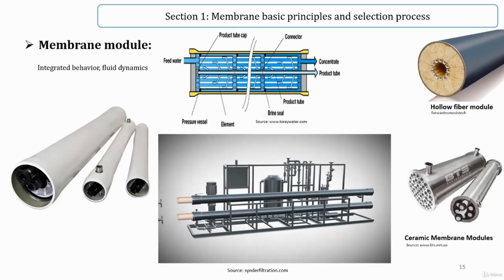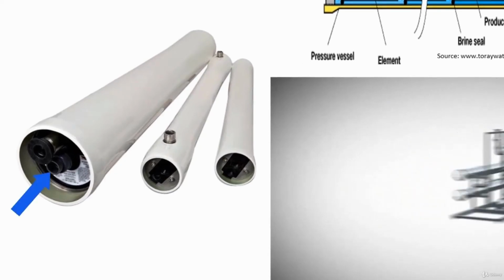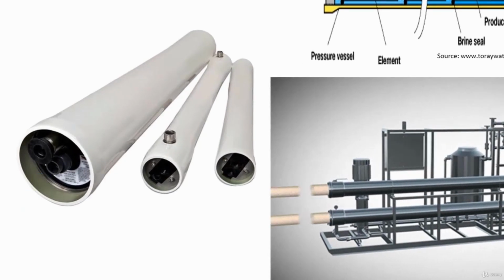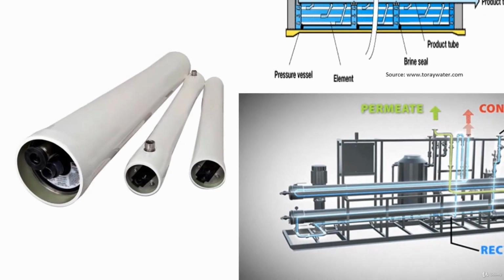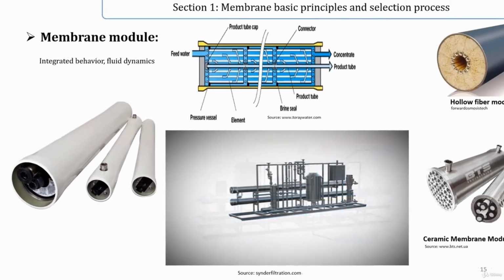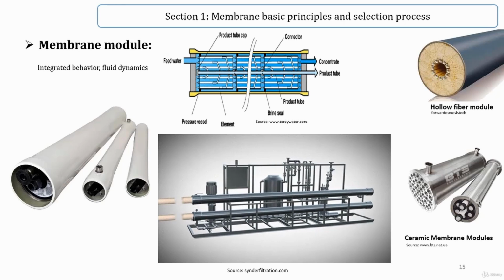Membrane module. A membrane module is a complete unit composed of the membranes, a housing, feed inlet, concentrate outlet, and permeate outlet. In this figure, the pipe that is located in the center of this pressure vessel is the permeate outlet and the other is the outlet for the concentrate. Membrane modules may also contain different membrane configurations, including hollow fiber, flat sheet, or tubular membranes, that we will discuss in this section in detail.